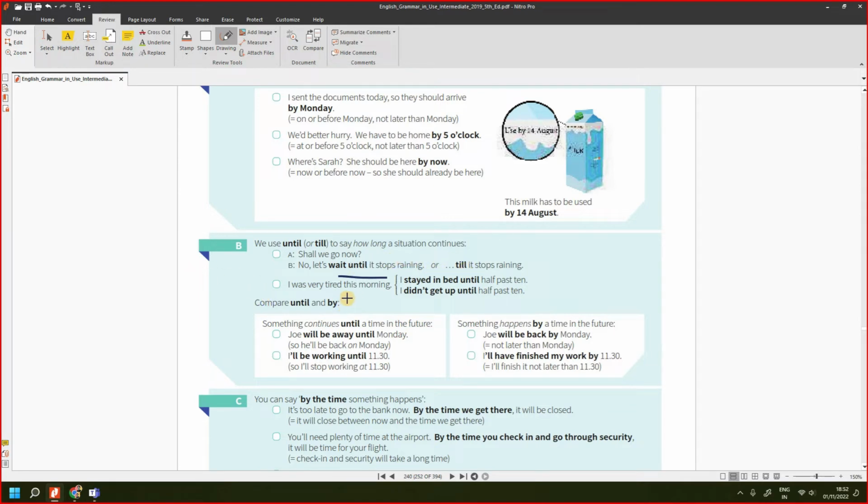Now, I was very tired this morning. I stayed in bed until 10:30, or I did not get up until 10:30. You see that they normally use until because they're talking about how long a particular thing continues. But there are certain examples like this: something continues until a time in the future, when we are not very sure about the future or the time, but we predict that by this time, maybe by Monday, it will get over.